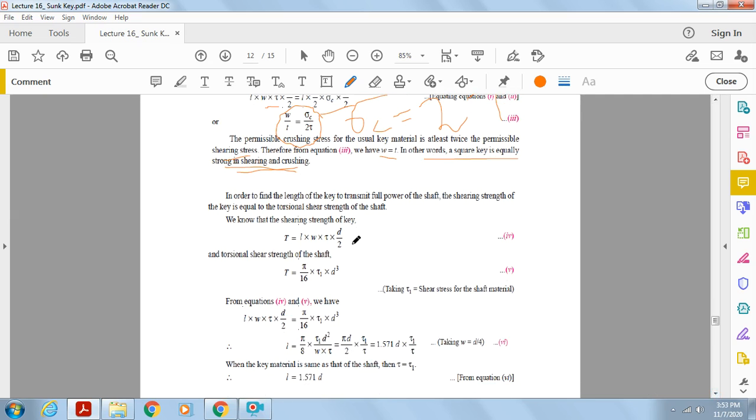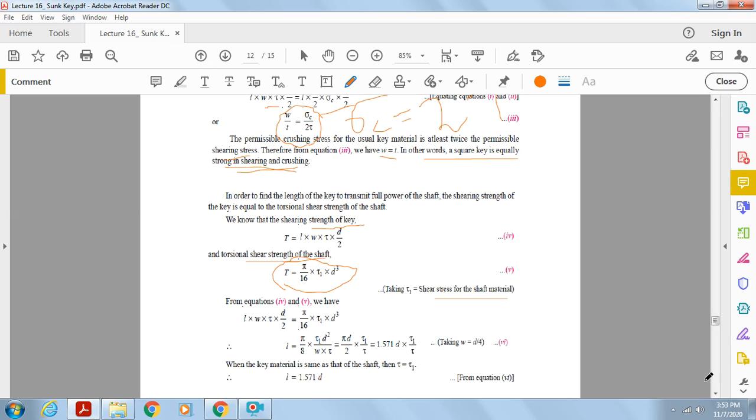In order to find the length of the key to transmit full power of the shaft, the shearing strength of the key is equal to the torsional shear strength of the shaft. So we know that the shearing strength of the key, that is the torque due to shear, is T equal to L into W into tau into d by 2. And also we know torsional shear strength means T equal to pi by 16 tau 1 d cube, where tau 1 is the shear stress of the shaft material.